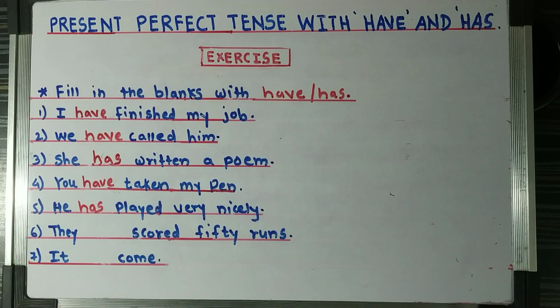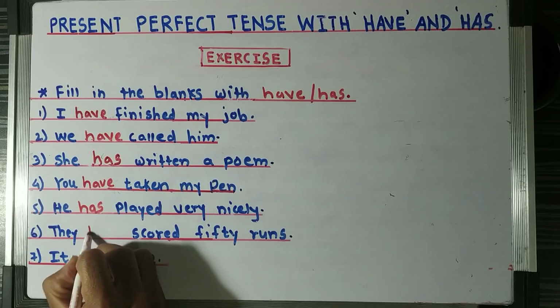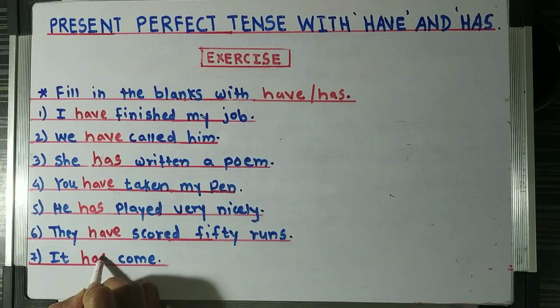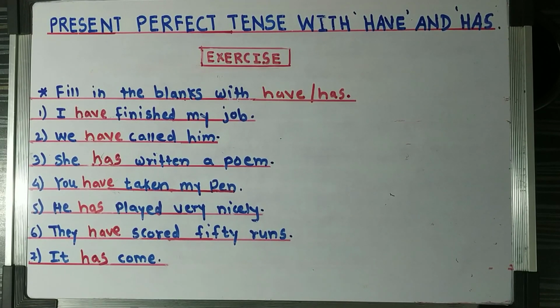Next one. They dash scored 50 runs. Here we are going to make use of the word have because the subject of the sentence is plural, that is they. Next one. It dash come. It has come. Here we have made use of the word has because the subject of the sentence is singular. In this way, the use of have and has depends on the subject of the sentence.